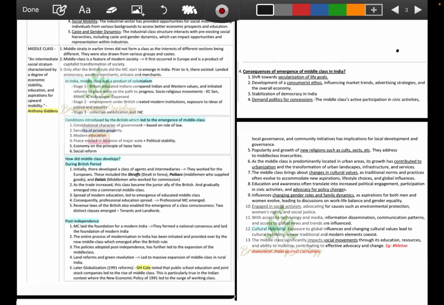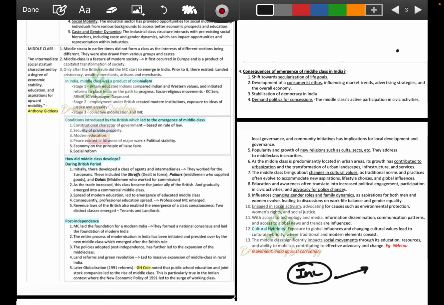What is middle class? If we say in general terms, generally we think it from the perspective of income level, right? So when we talk from the income level, it is like an intermediate social stratum characterized by a degree of economic stability, education and aspirations for upward mobility. So this class lies in the middle of the society according to Anthony Giddens. He has talked about it.